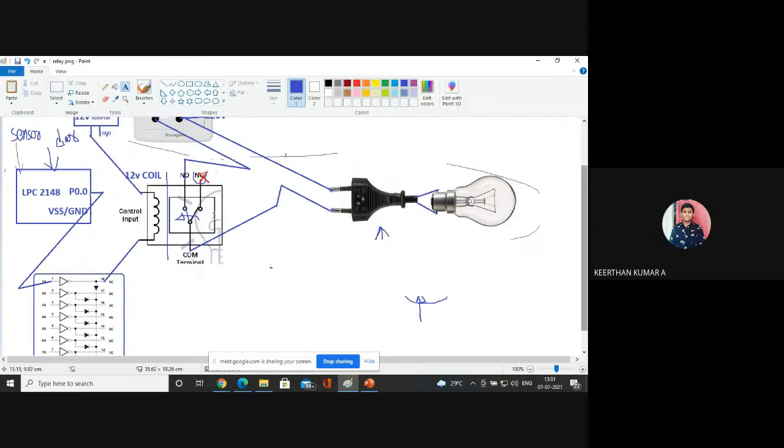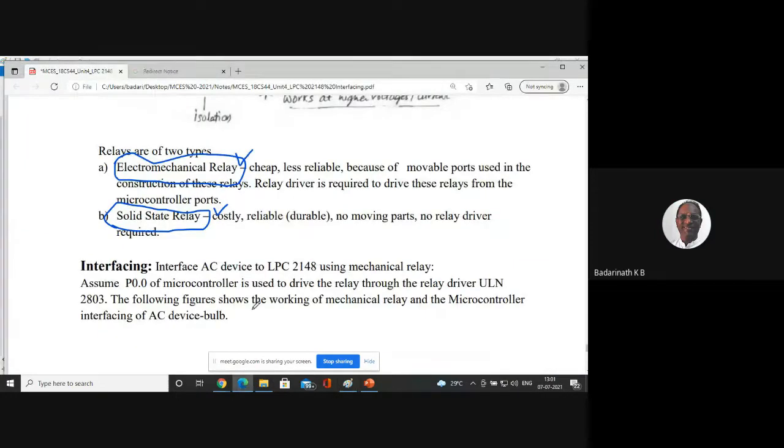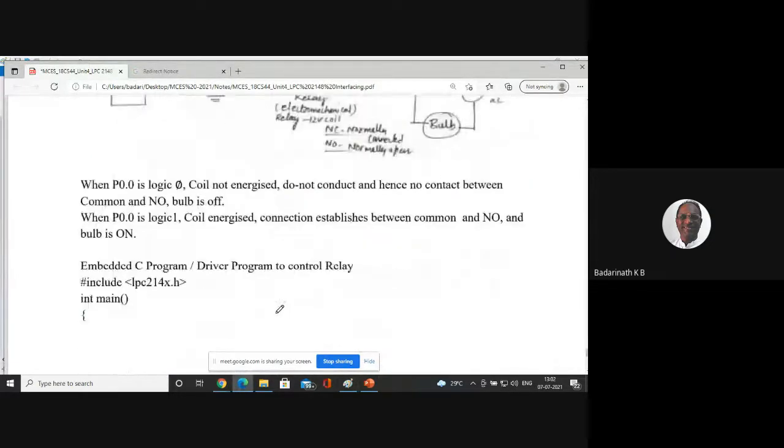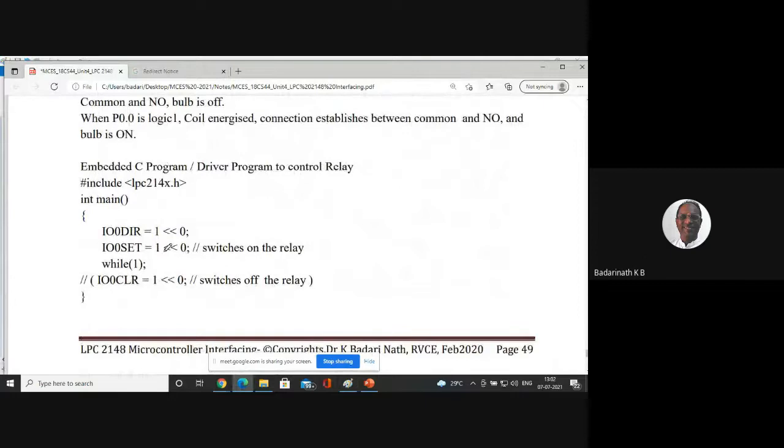Yes, sir. So what is a program? The program is very simple. There's not much code. So what is the code to control electromagnetic relays? It's a very simple circuit. First, let's assume that P0.0 is connected to a relay.